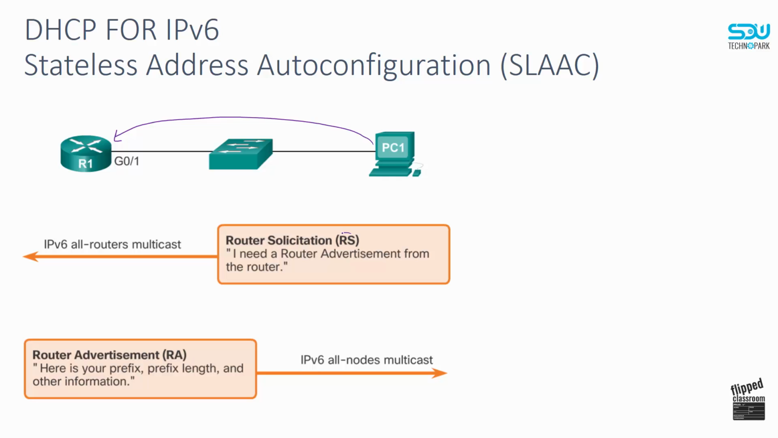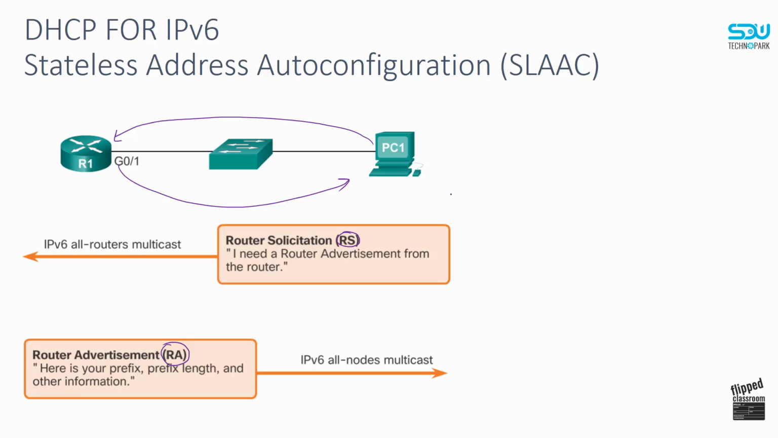Your computer is sending a multicast request to all routers if there are multiple routers. And this message is called router solicitation, which, like in IP version 4 was DHCP discover, but here it is called router solicitation. I need a router advertisement from the router, says the computer, and then our router gives a reply, and the reply is RA, which stands for the DHCP offer, router advertisement. Here's your prefix length and other information, which is also sent by the multicast.